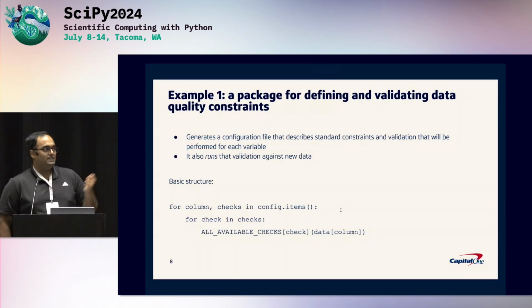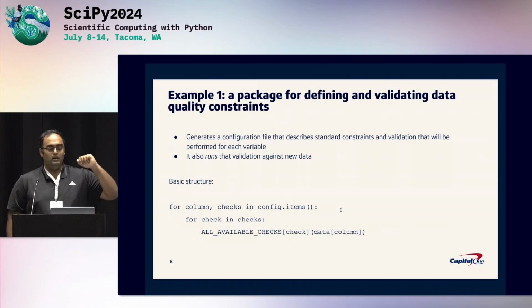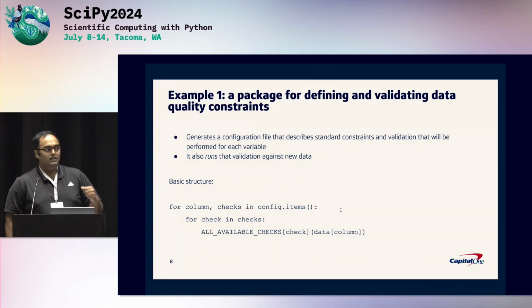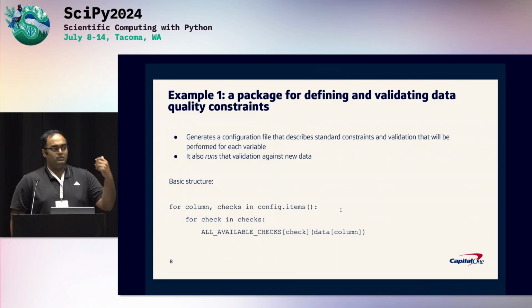So this is an example package, an internal package similar to Great Expectations, where we define and validate data constraints. The idea is that you can describe your standard constraints from your training data, and then run your new data, as you're scoring your model, through those constraints. So maybe you want to make sure there's no mythical new state that appears in your address data, or that your FICO scores are within range.